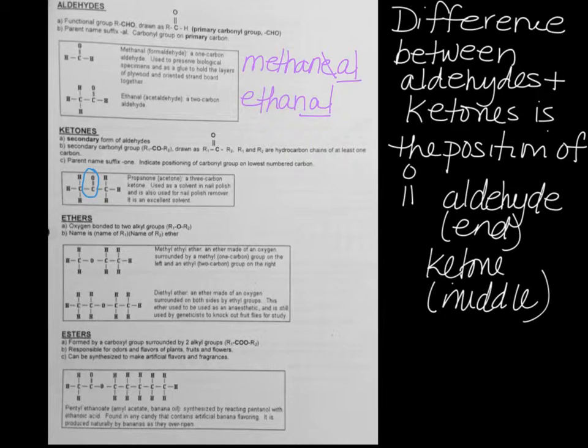What I have seen them ask is what is the minimum number of carbons needed to make a ketone? And that answer is 3. You need a minimum of 3 carbons in order to make a ketone. Let's just do another example over here though. Let's say I had 4 carbons.